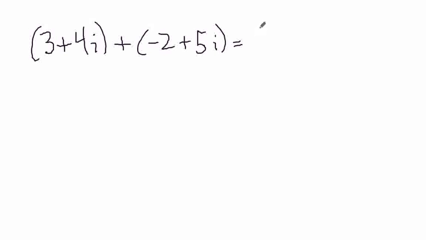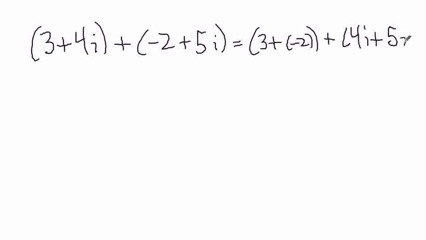So we're going to add the 3 and the negative 2. Those are the two real parts. And then we're going to add the 4i and the 5i. Those are the imaginary parts. And putting it all together, that's going to give us 1 plus 9i. So notice we added two complex numbers and got a new complex number for the answer.